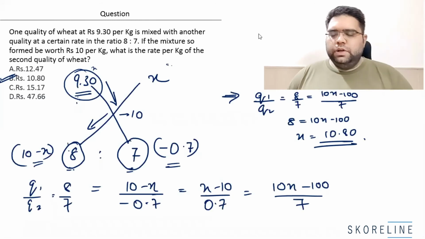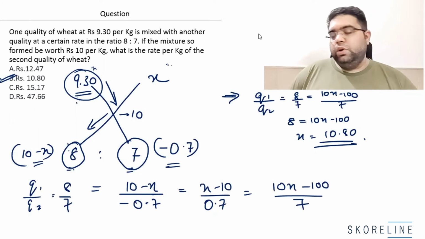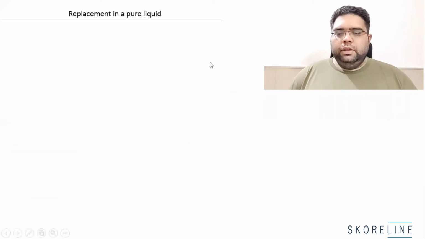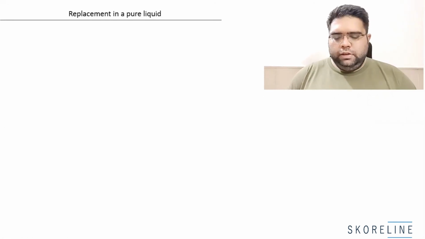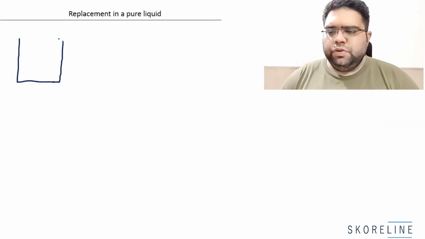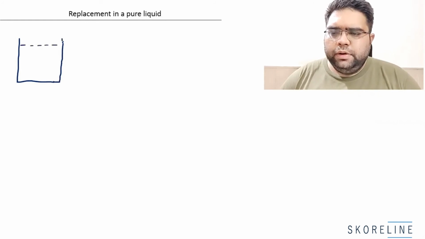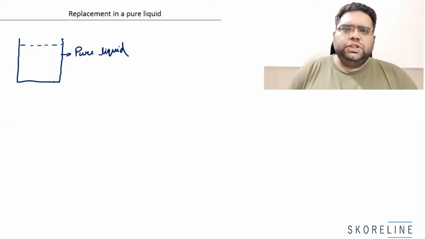So these are the questions which involve one type of question from Mixtures and Alligation, and there is one more type of question that I would like to discuss, and that is the replacement in a pure liquid type of question. In this question, you would have a container which will be filled to a certain volume with a pure liquid. Right? Pure liquid means this is not a mixture. It can be water, it can be wine, it can be milk, it can be any other liquid, but it has to be pure liquid. There is no mixture inside it.